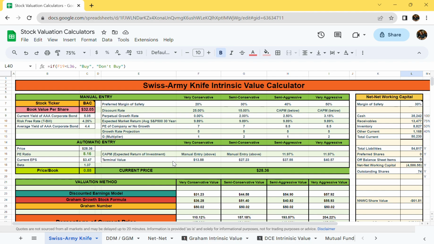Again, this is a tool that I made mostly for myself, but I found that it's helpful for other people, helps you dip your toe into value investing, different models that are out there, and really just fun to mess around with compared to some of your other research.